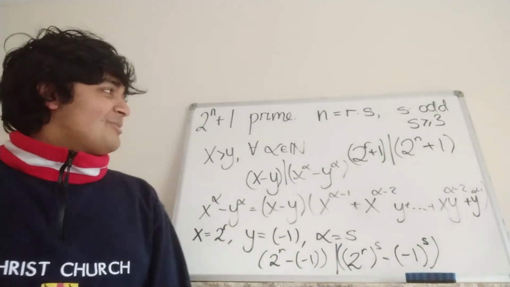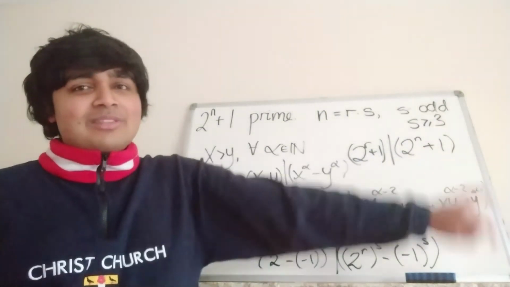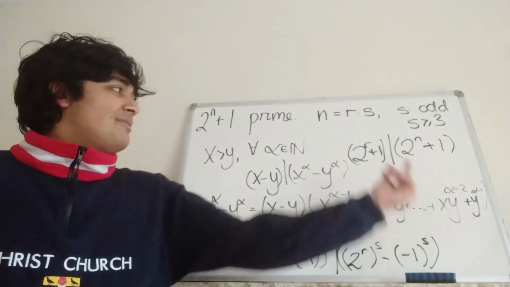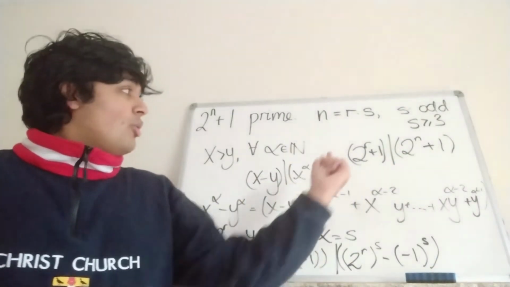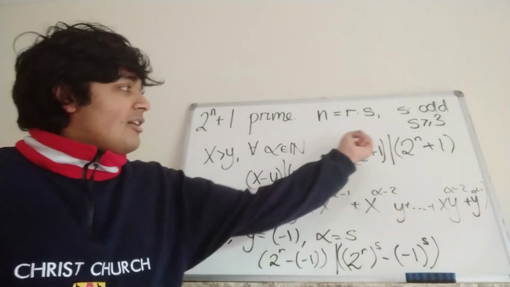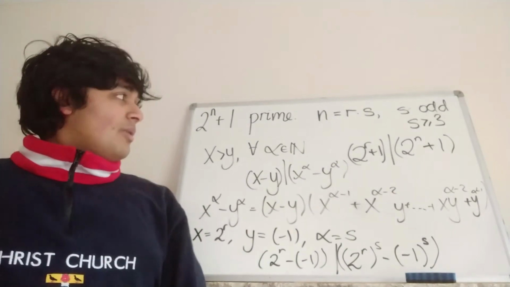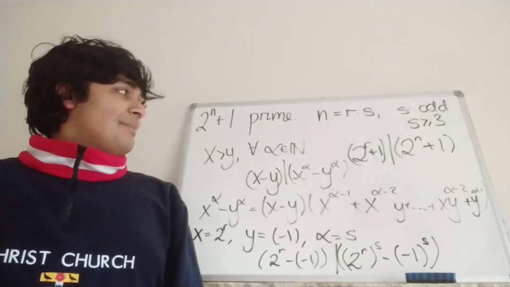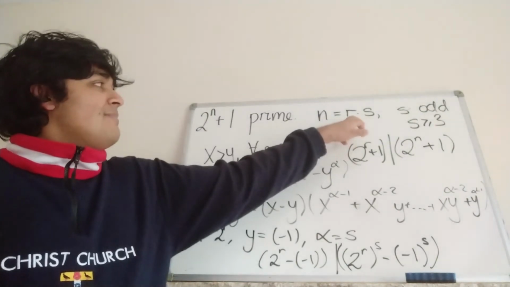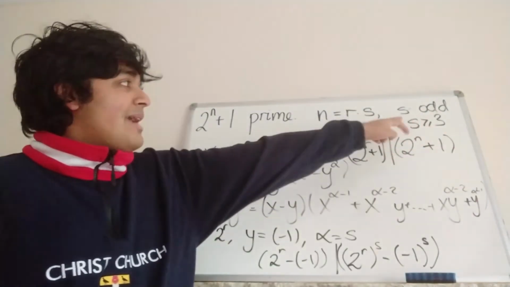However, this should be sort of ringing some alarm bells, because we have that 2^n + 1 is prime. So the only way this is possible is if this guy here is either 1, or this guy here is exactly 2^n + 1. Now it certainly can't be equal to 2^n + 1. Well, why not? Because if this guy equaled 2^n + 1, then that would mean that r equals n. But if we have r equals n up here, then that implies that s equals 1. But we know s is at least 3.